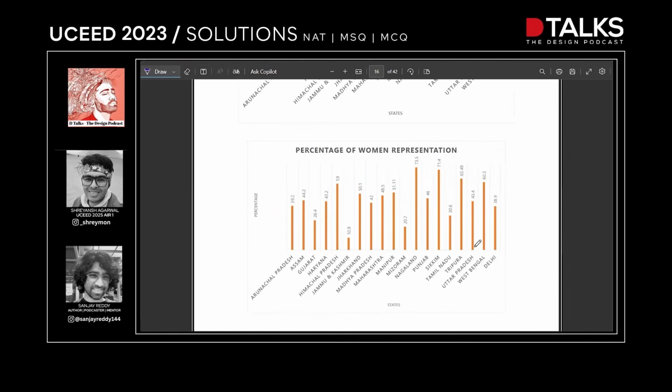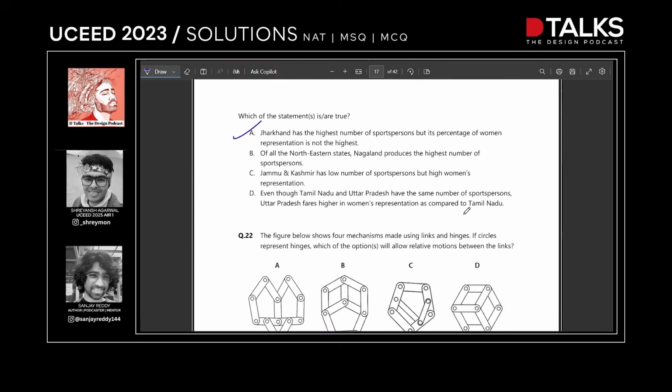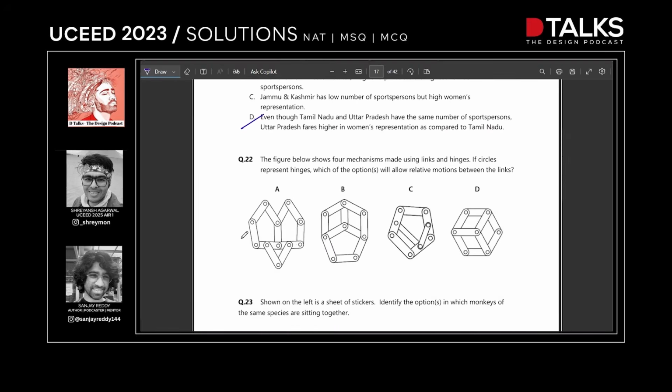UP का women representation 43, इसका is 30. Right. So option D is correct. So A and D.